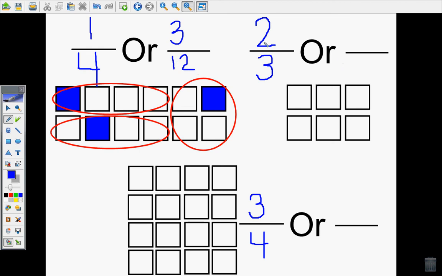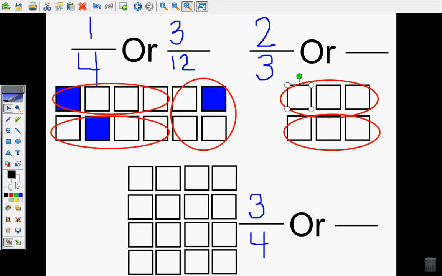Now let's look at this one. I want 2/3 colored in. So I would normally put them in groups of 3. 1, 2, 3. 1, 2, 3. And then look at each set on its own. In each set, I want 2 out of the 3 colored in.